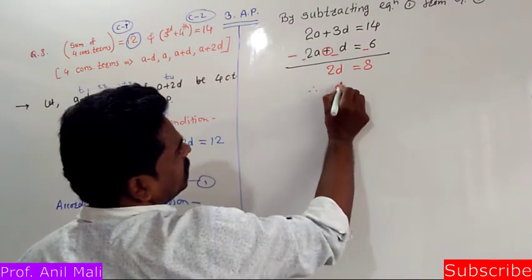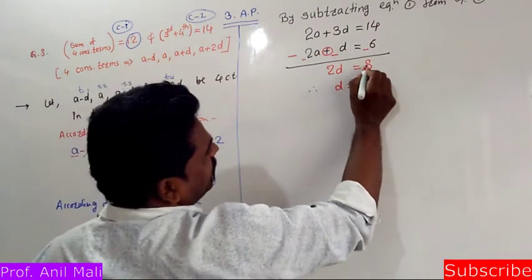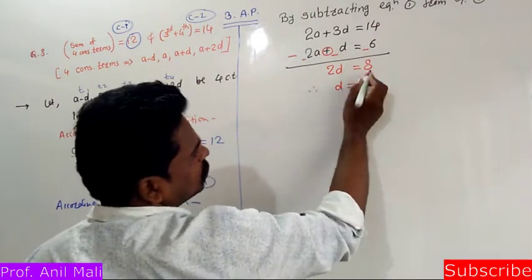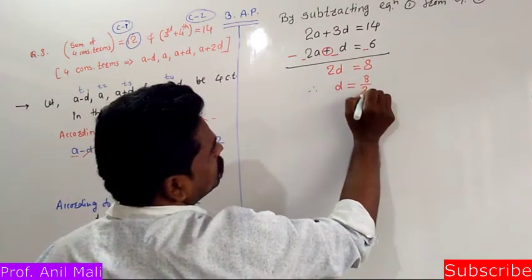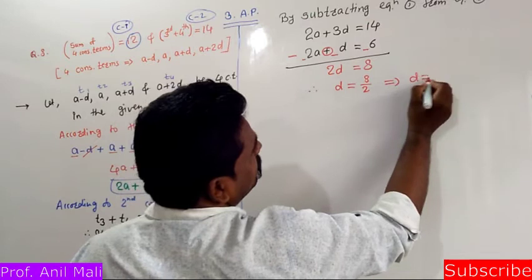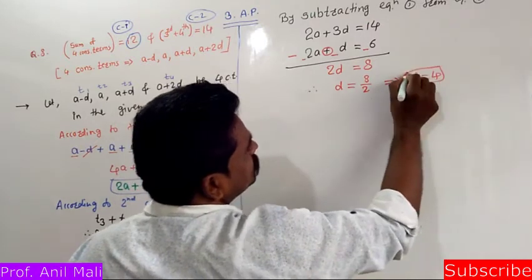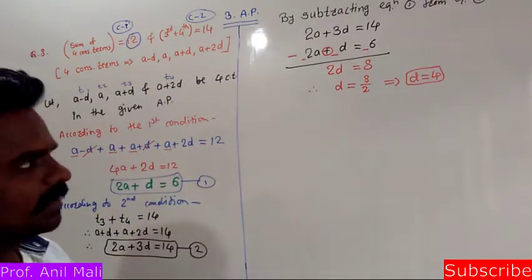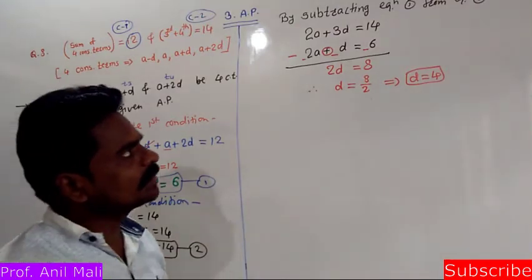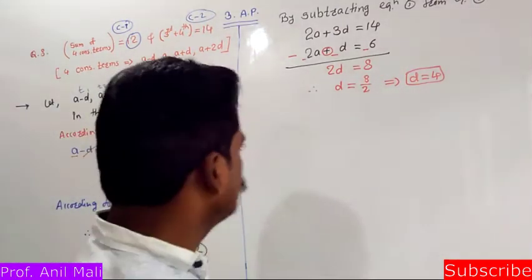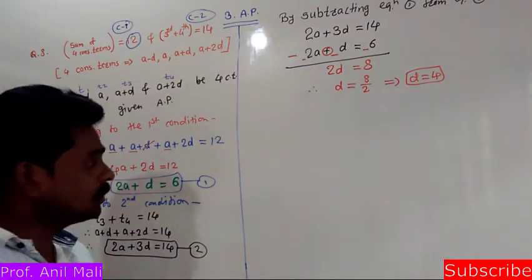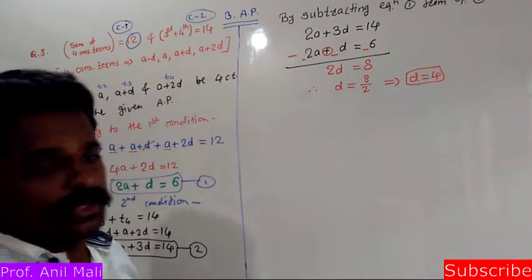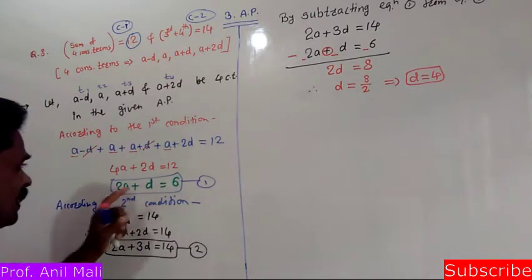And therefore we will write here D is equal to 8 upon 2. This 2 will go on that side and we will get 8 upon 2, and that's why D is equal to 4 only. So D is equal to 4 we got here. And once you have D is equal to 4, then you can easily find the value of A with the help of equation number 1 or equation number 2. In any equation you can substitute the value of D is equal to 4. So we will use equation number 1.